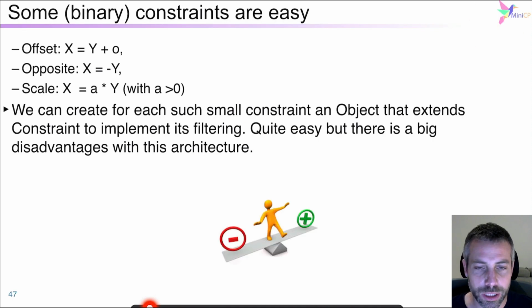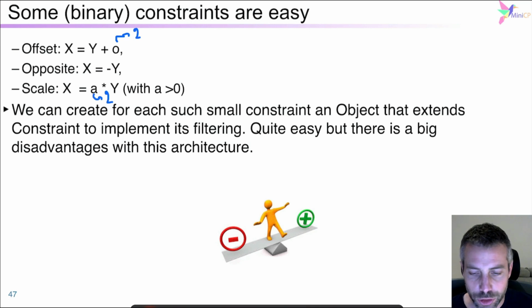The very small constraint that we'll consider will be of this type. You have a variable x, which is equal to another variable plus an offset. For instance, this might be the value 2, so it's an integer. Or you might say the variable x is equal to the opposite of the variable y. Or you might have an integer scaling, so again, this might be, for instance, the value 2. So x is equal to 2 times the variable y.